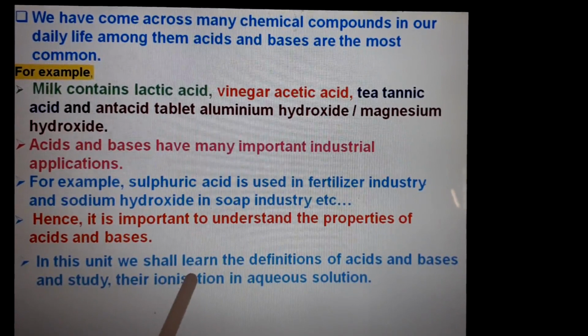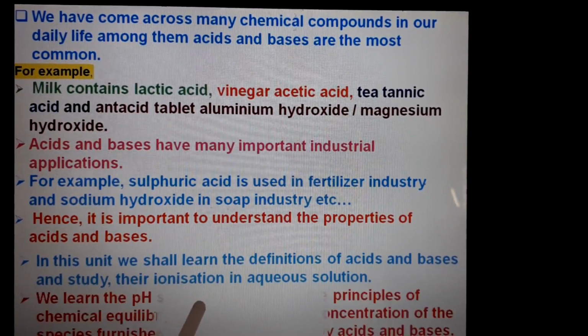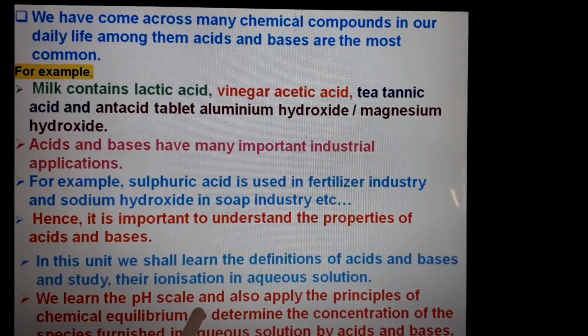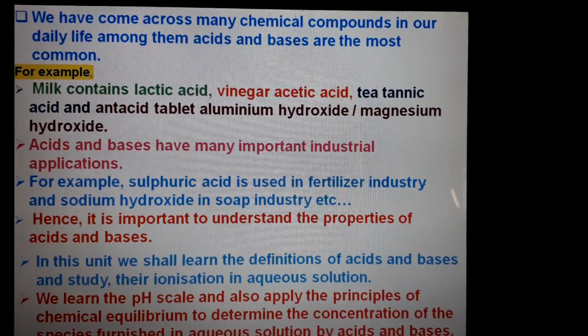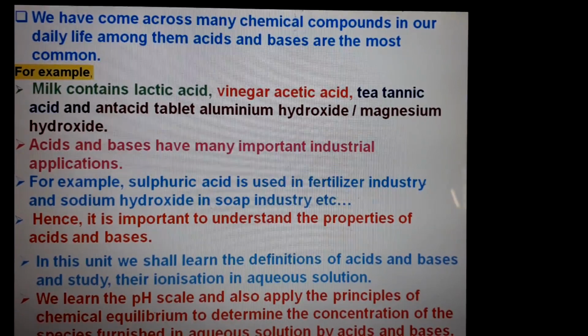In this unit, we learn the definitions of acids and bases and study their ionization in aqueous solution. We learn the pH scale and also apply the principles of chemical equilibrium. The concentration of the species furnished in aqueous solution by acids and bases. Already told the learning objectives for introduction.